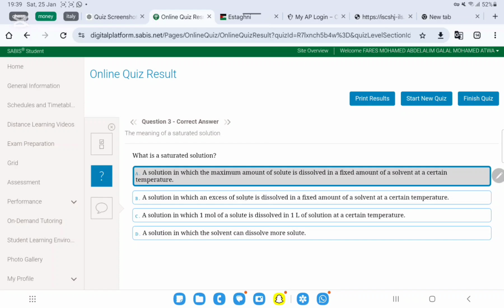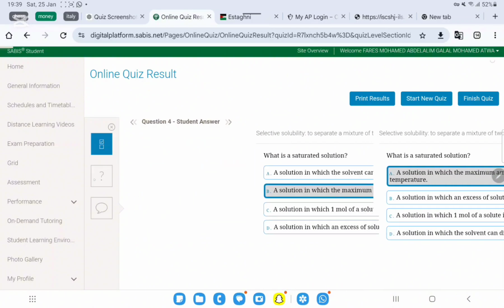A solution in which an excess of solute is dissolved in a fixed amount of solvent at a certain temperature. Here they said an excess of solute. No, we want the maximum amount. A solution in which 1 mole of solute is dissolved in 1 liter of solution at a certain temperature. No, because maybe 1 liter of certain solvents can take more than 1 mole of solute. A solution in which the solvent can dissolve more solute. No, we need the maximum amount that you can't dissolve in it anymore.